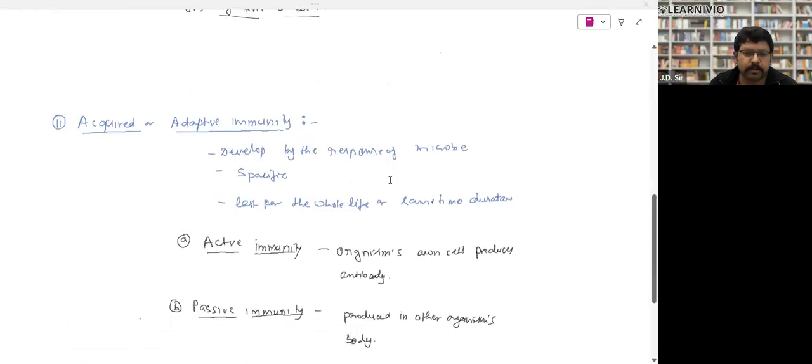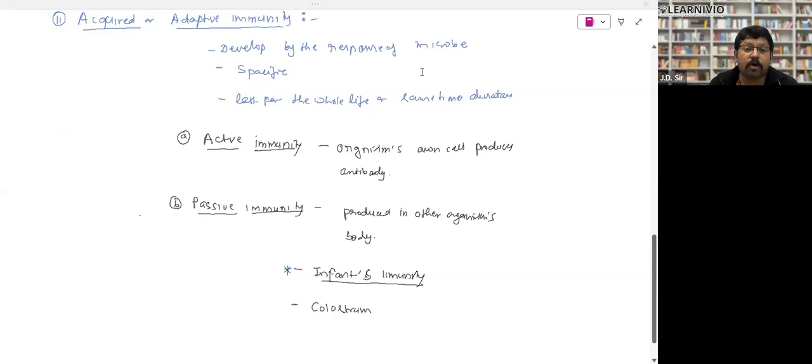Then acquired or adaptive immunity, right? This is developed by response of microbe, and this is specific for particular disease, and it lasts for whole life or some time, right? So active immunity. Active immunity, organism's own cells produce antibody, right?